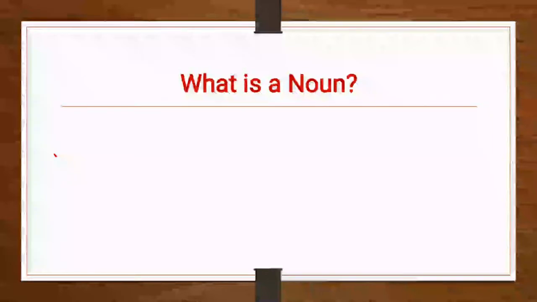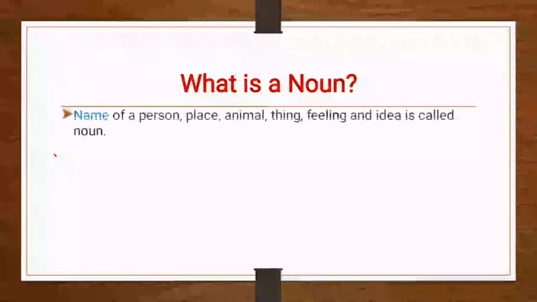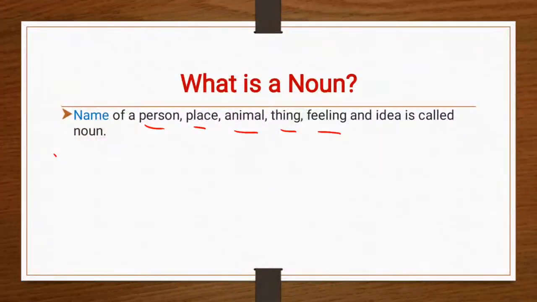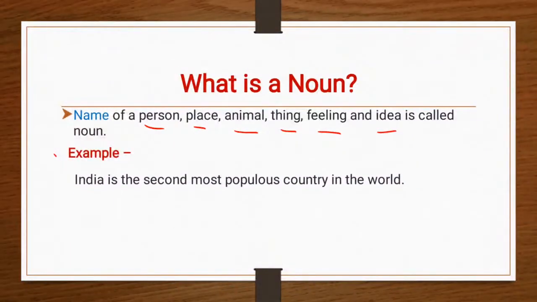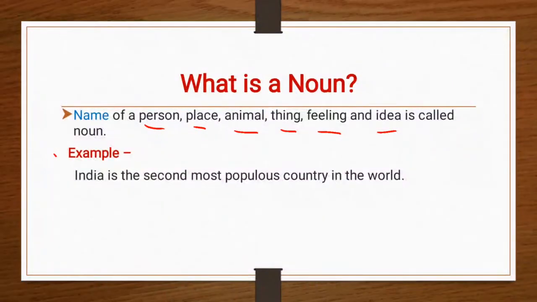What is a noun? I'm sure you know the answer to it. Noun is just a name of a person, place, animal, thing, feeling, and idea. Anything which has a name plays the role of a noun in a sentence. Let's understand this with the help of an example. India is the second most populous country in the world. In this sentence, we have 3 nouns: India, country, and world.